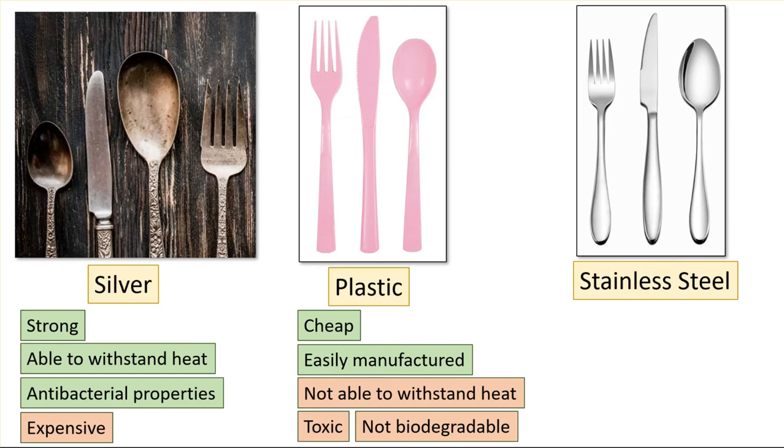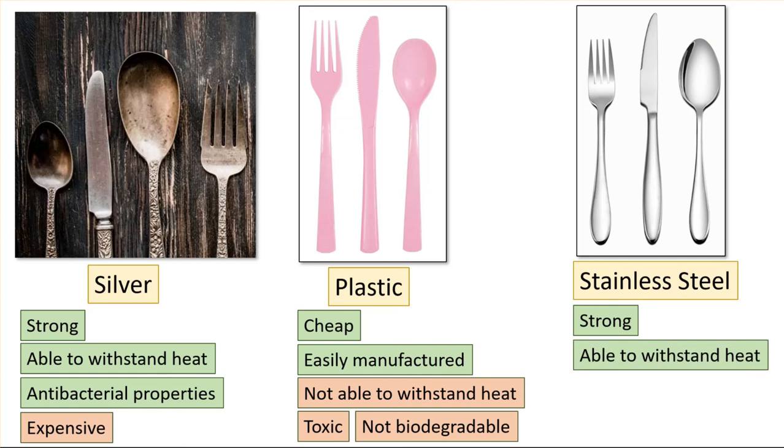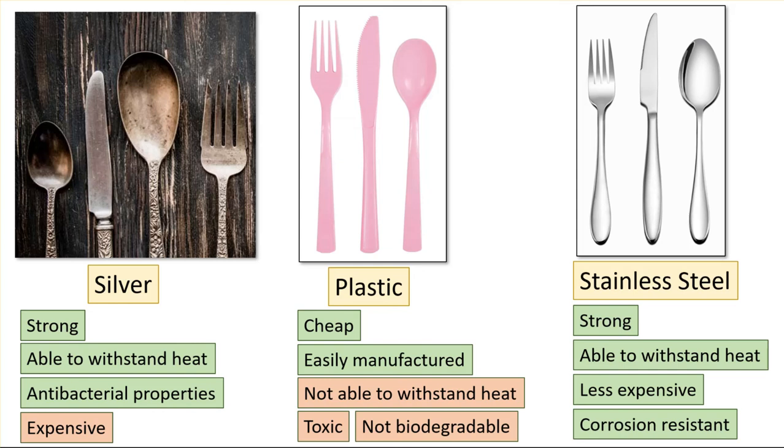All right, what about stainless steel then? It's a metal and therefore strong and can handle the heat. And it's less expensive than silver. It also has the advantage of being corrosion resistant. This is why stainless steel is the material of choice nowadays for silverware.